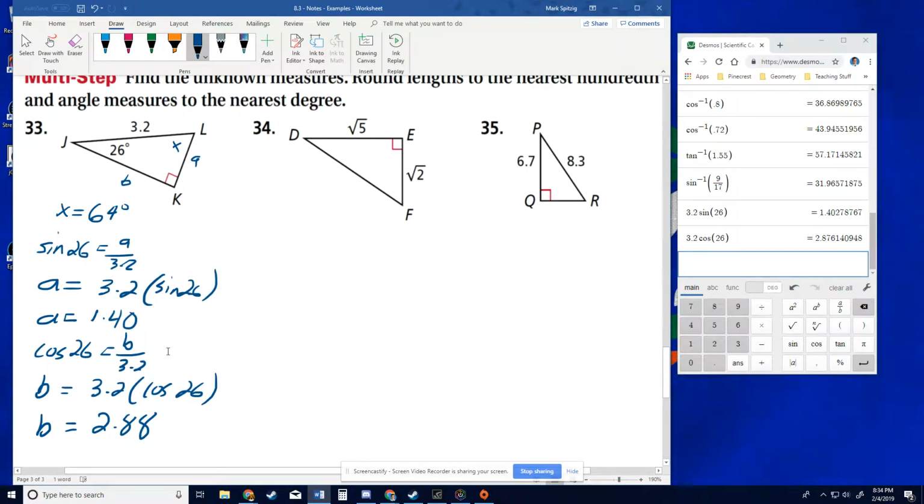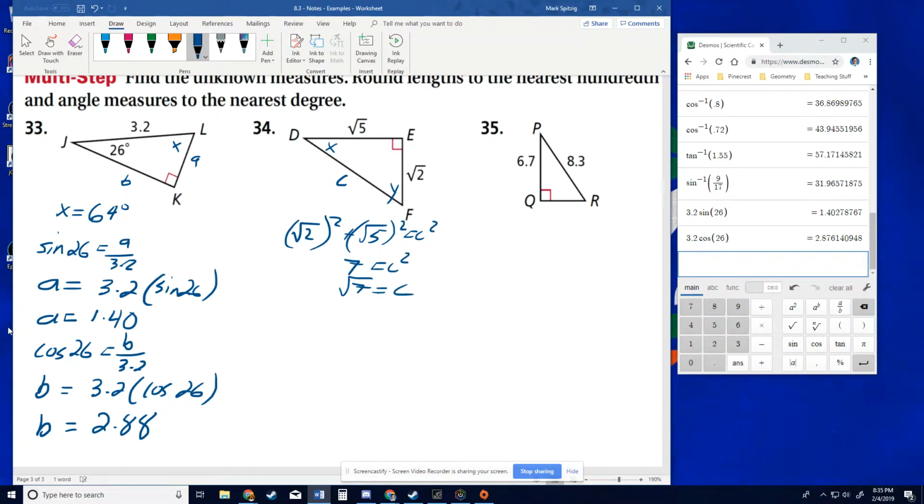All right, next one. We do the Pythagorean Theorem. I'll label our sides c, and we have our angles x and y to find, so three parts we need to find. We get radical 2 squared plus radical 5 squared equals c squared. So that's 2 plus 5, which is 7, equals c squared. So radical 7 is c.